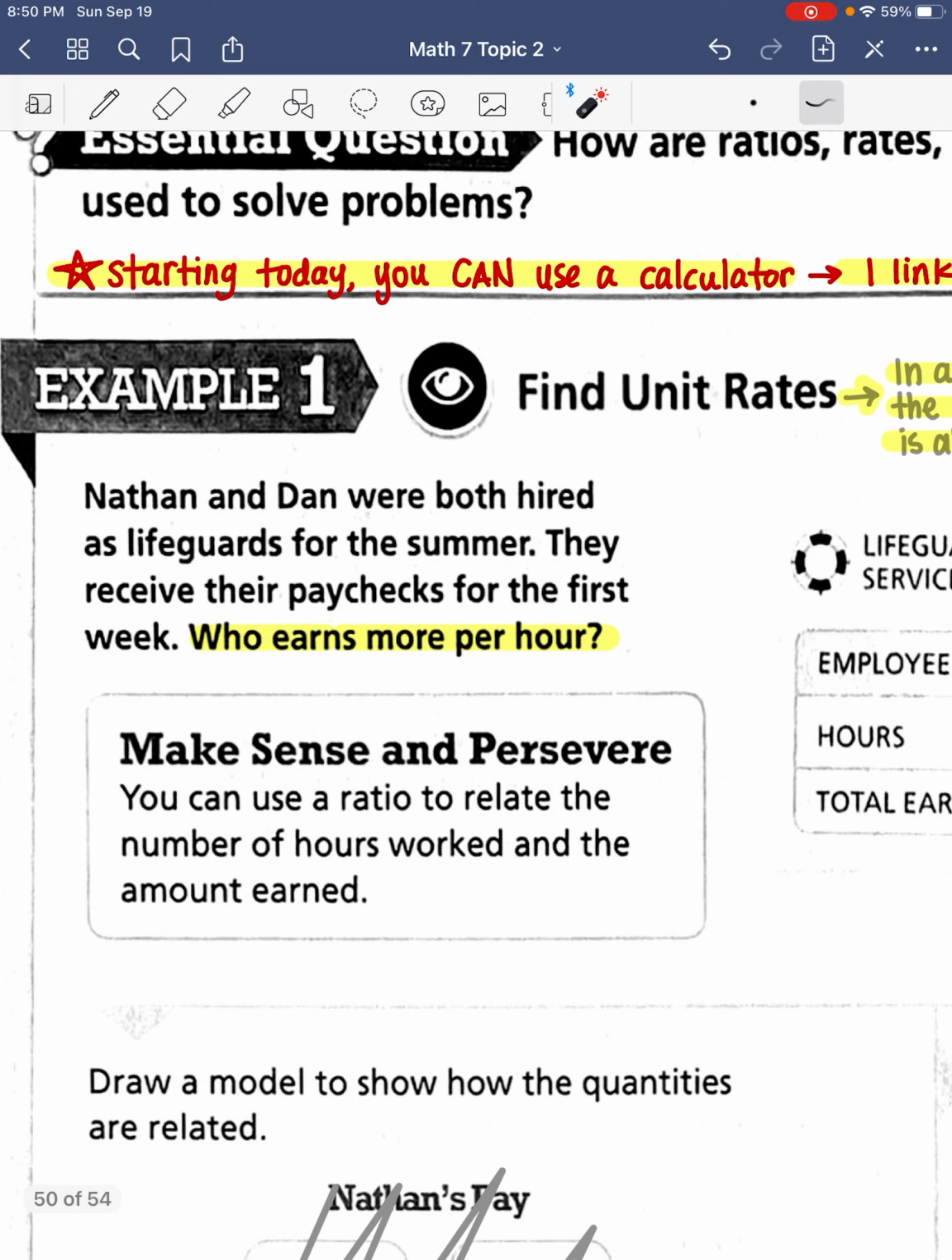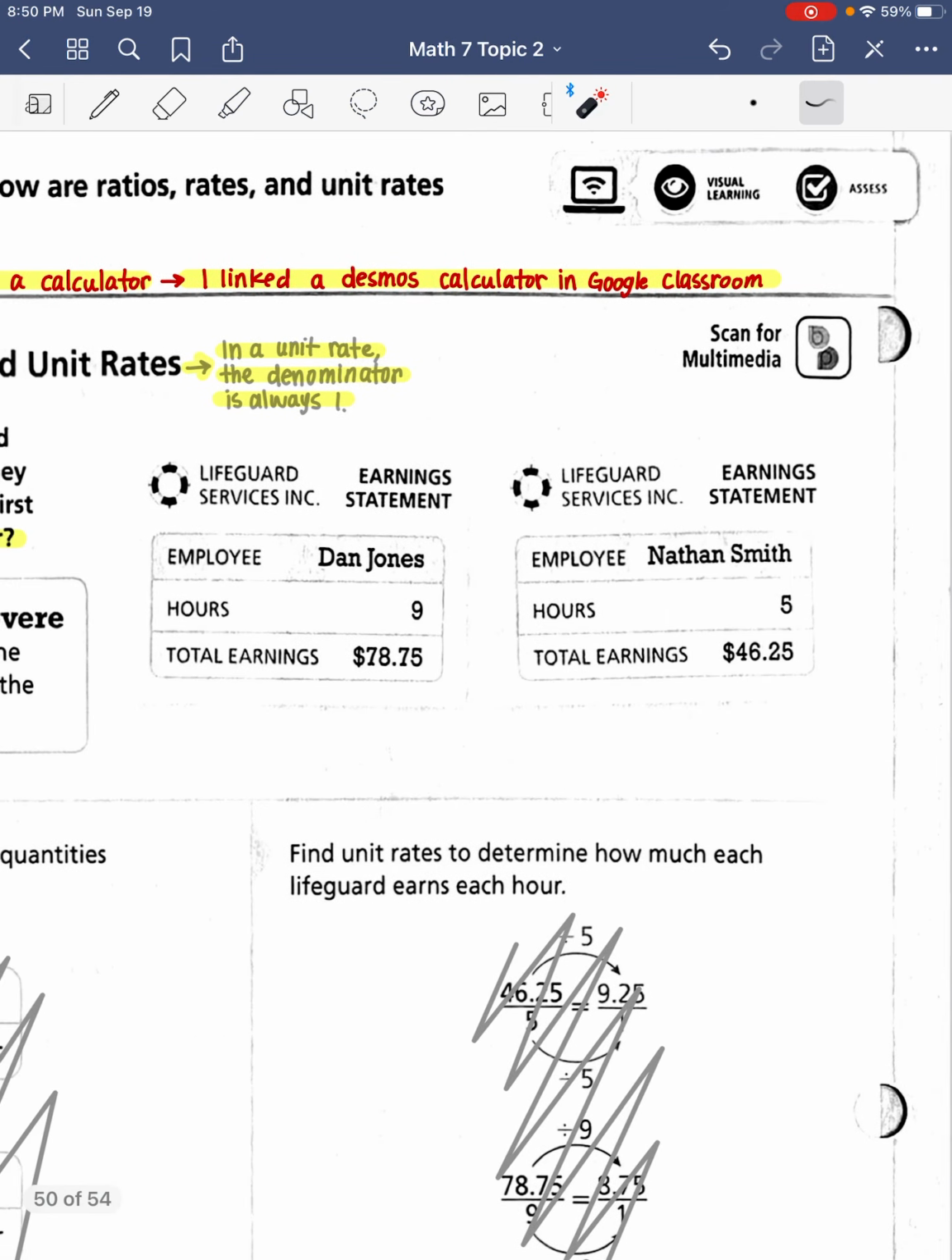Nathan and Dan were both hired as lifeguards for the summer. They received their paychecks for the first week. Who earns more per hour? So let's look at their paychecks. We see that Dan worked for 9 hours and made $78.75. Nathan only worked 5 hours but made $46.25. So we're going to compare those two paychecks to see who earns more per hour.